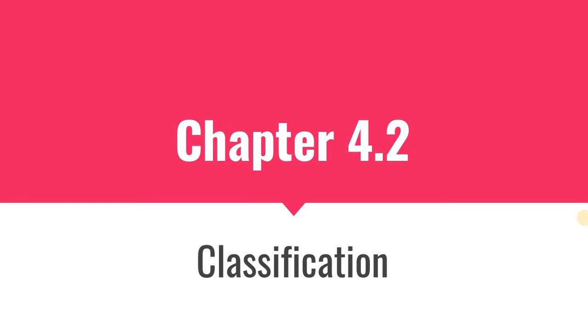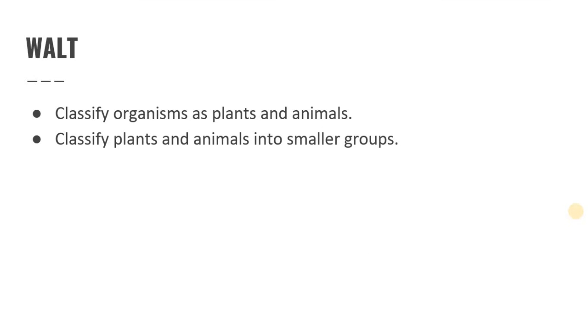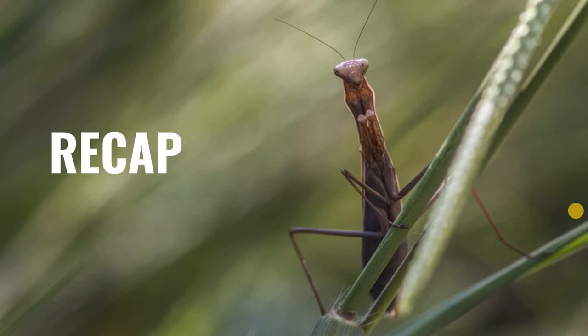Today we are looking at chapter 4.2, classification. Right, before we get there, this is the word today. So we are learning to classify organisms as plants and animals. And secondly, we are learning to classify plants and animals into smaller groups. So before we head into chapter 4.2, we are going to look at some recap.